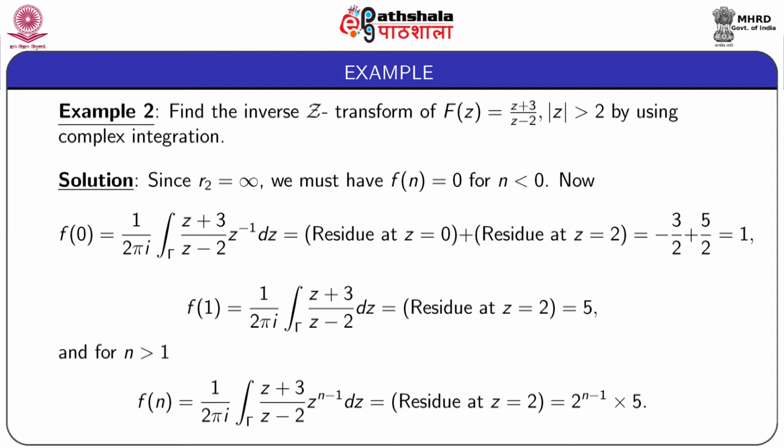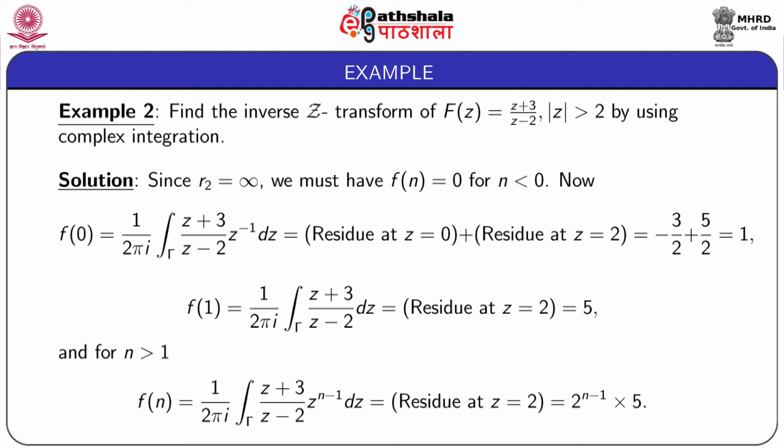Now, we calculate f at n equal to 1. F at n equal to 1 from 2 can be seen to be equal to 1 by 2 pi i integral over gamma of (z plus 3) by (z minus 2) dz. Here the integrand has a pole at z equal to 2. So, this integral is equal to the residue at z equal to 2, which can be calculated to be equal to 5. So, f1 equal to 5.